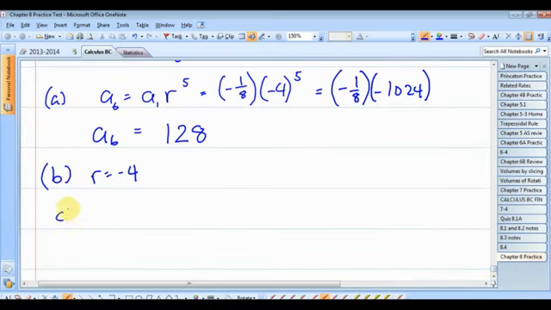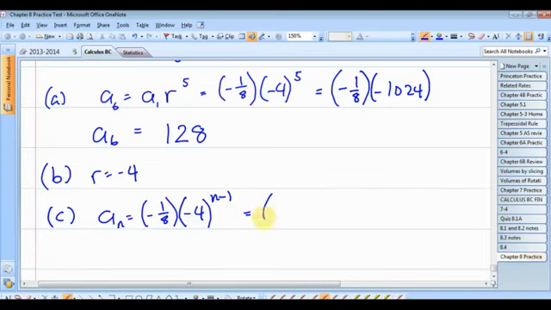C. Find the explicit rule for the nth term. A1 was negative 1/8 times negative 4 to the n minus 1. I'm going to simplify that. Negative 1/8. See, this was an FRQ question, did you have to simplify it? No.